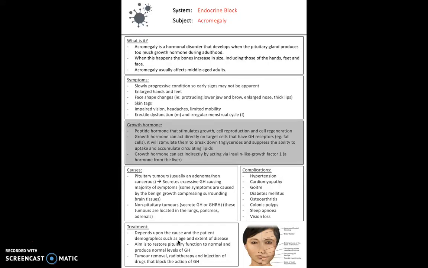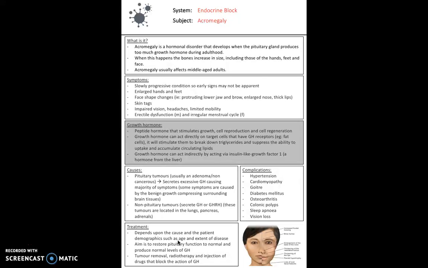So the patient will often explain how their wedding ring no longer fits on their finger, or how they have gone up several shoe sizes in the past few months despite being a fully grown adult. They may also notice changes to the shape of their face and skin tags as well as impaired vision, headaches and limited mobility, but this can occur as a result of other factors.